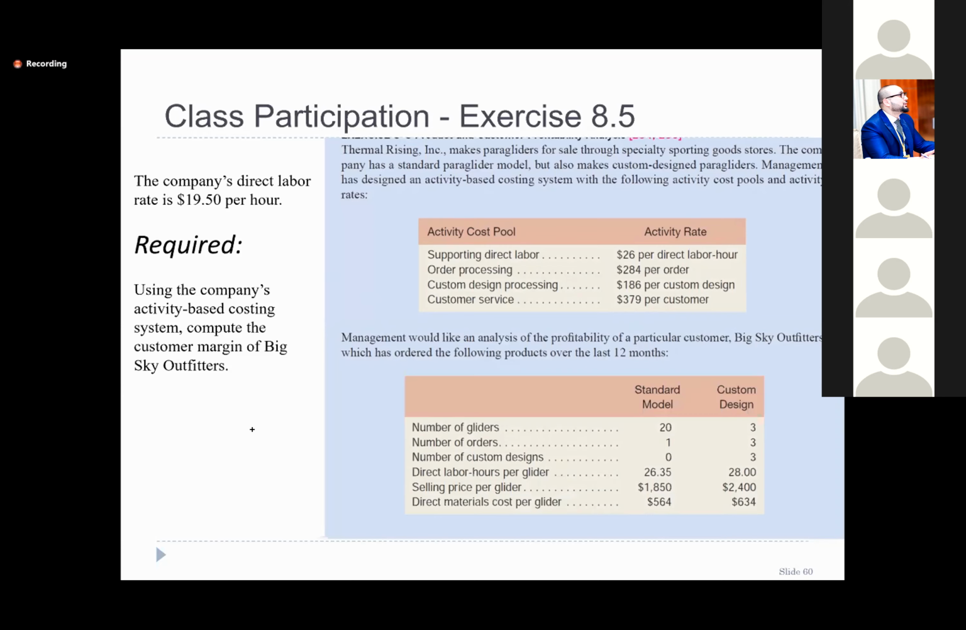That's it. For example, here, supporting direct labor is 26 per direct labor hour. If you go to the second table, direct labor hours, 26.35 hours are used. So supporting direct labor's cost is going to be 26.35 multiplied by 26. That's it. Could you repeat that, sir? 20. I think 20. Let me share the picture.